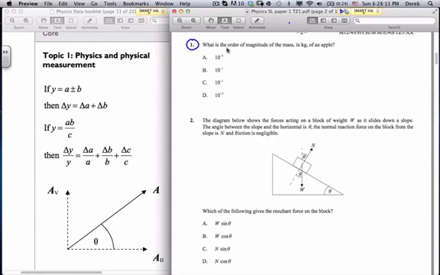Question 1. What is the order of magnitude of the mass in kilograms of an apple? So you need to be able to just guess what you would think the mass of an apple is. Well, I would think a mass of an apple is around about 200 grams. So that's equal to 0.2 kilograms, which is about 2 times 10 to the negative 1.